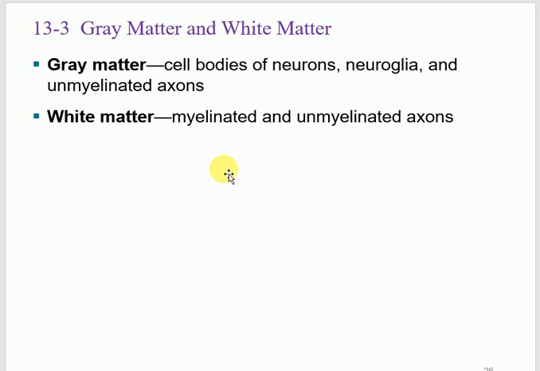I talked about the innermost or the core of the spinal cord, which is gray matter. Obviously, it's unmyelinated, and the white is mainly myelinated. You can't say it's 100% myelinated. It's mainly myelinated. So there are some unmyelinated, but that's okay. You still call it the white matter.